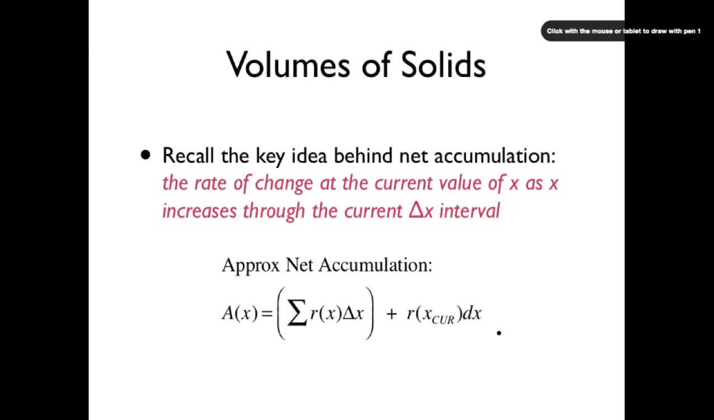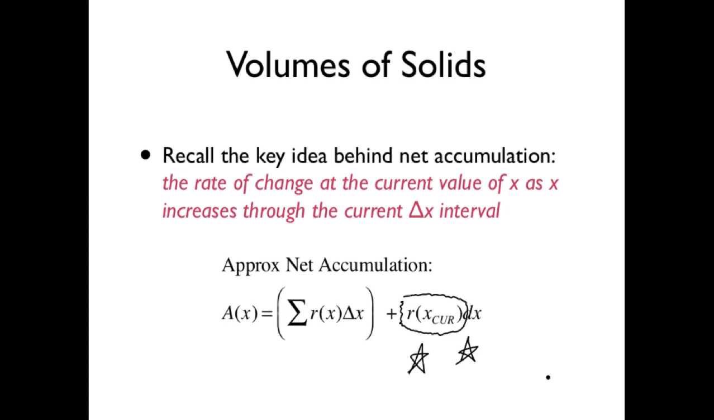The accumulation so far in the current interval. And what I want you to pay attention to, and with volumes this idea is really important: to get the accumulation in the current interval, we need the rate at the current value of x. By multiplying it by dx, it's giving us that amount of accumulation in the current interval. For volumes, this is a really key idea.